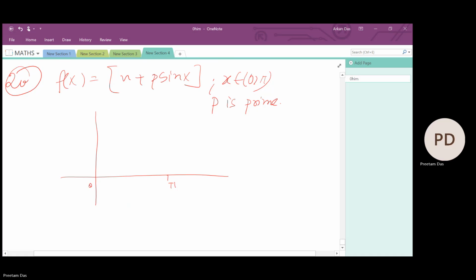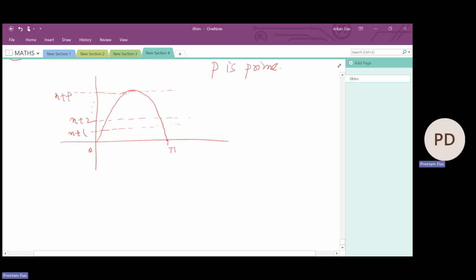So if you draw, you'll get something like this. Now in between 0 to pi, there will be some part of the graph in which this greatest integer will come out to be 1. So not large enough to cross n plus 1. So there will be some portion here where the greatest integer will give you only the value n plus 1. Similarly, some part inside that interval 0 to pi will give you n plus 2. And this will keep on going. And here at this peak, what is this value? It is pi by 2. So sine will become 1. So this will give you the value n plus p.